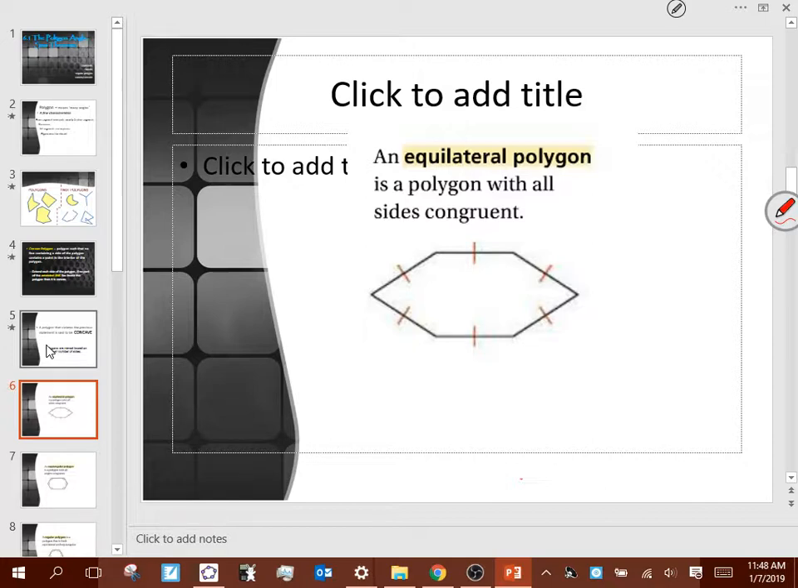What's the word for 5? Pentagon, right? Then 6 is hexagon. 7 is either heptagon or septagon, either one of those. 8 is octagon. 9 is nonagon. 10 is a decagon, right?